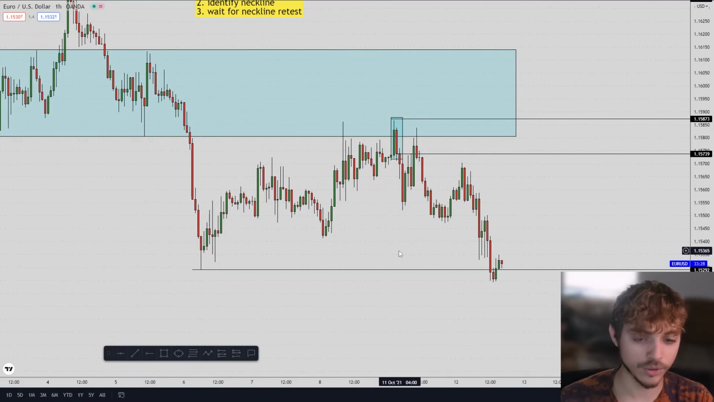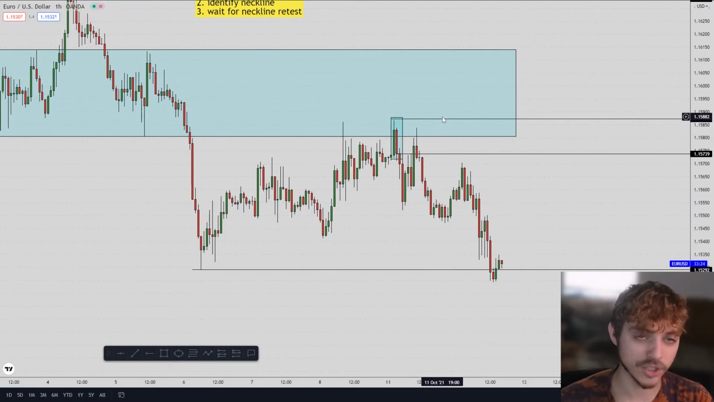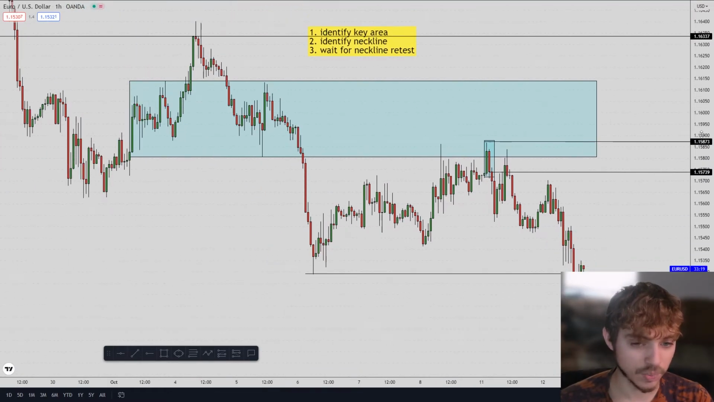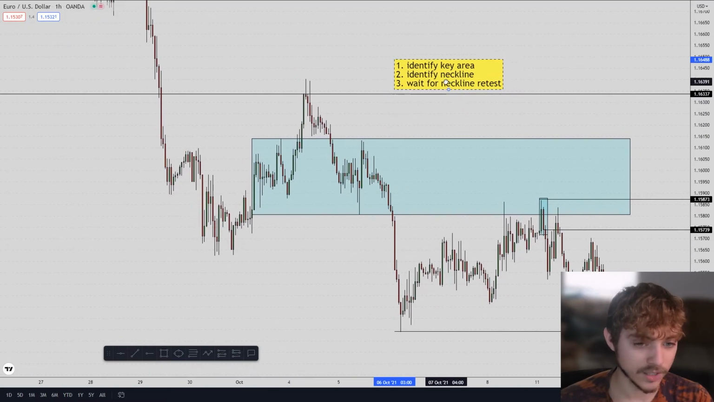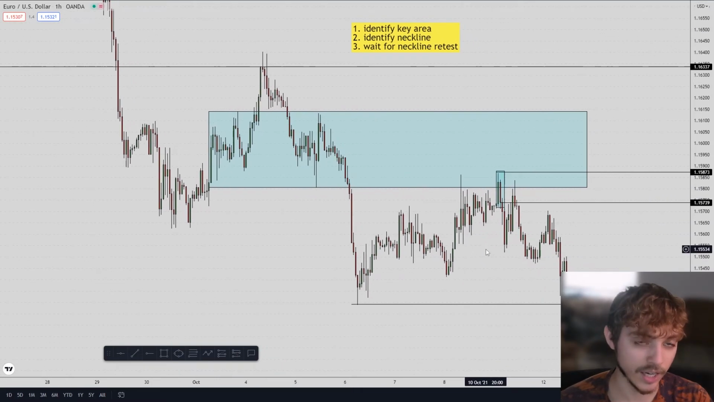But overall, I was super happy with this trade. It actually just closed like 3 or 4 hours ago. I ended up risking 12 or 13 pips to make 45, and all I had to do was spend like 30 seconds on the chart. All I did was identify the key area, identify the neckline, and then I just waited for price to enter on that neckline, and I took my trade.